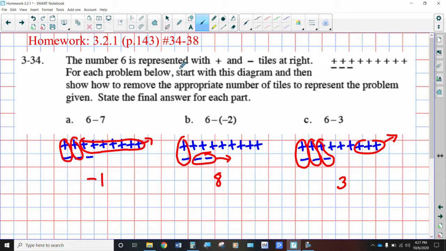It says for each problem below, start with this diagram and then show how you would remove the appropriate number of tiles to represent the problem. Okay, so if we start with 6, and I know this kind of looks like a mess, but I think you can see it okay. If we start with 6 and we try and take away 7, you've been lied to for a long, long time, where your first and second and third grade teacher says, no, you can't take 7 away from 6. That's illegal. You don't have enough to begin with.